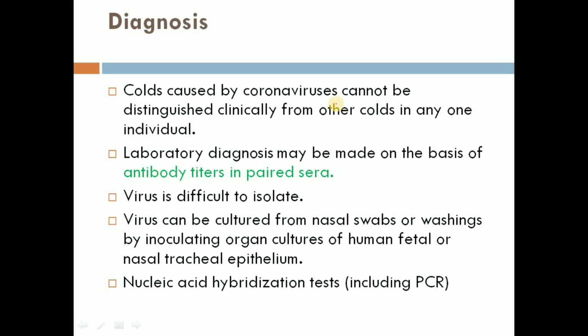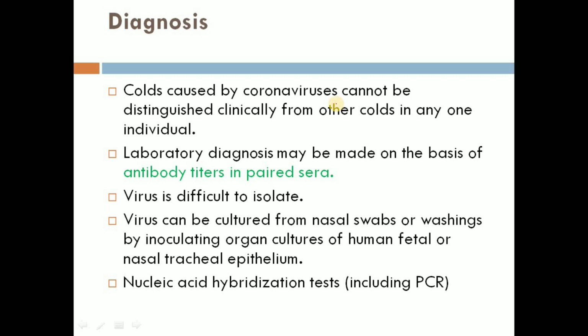Here it is very important to detect the antibody titers in paired sera, and I told you the serotypes of coronavirus. As I also told you, the virus is difficult to isolate, so one rapid option is diagnosis by antibody titers. There is also a new nucleic acid hybridization test, a very important and sensitive test, which we call PCR. We can diagnose by PCR, and new rapid tests are coming that may help to diagnose coronavirus.